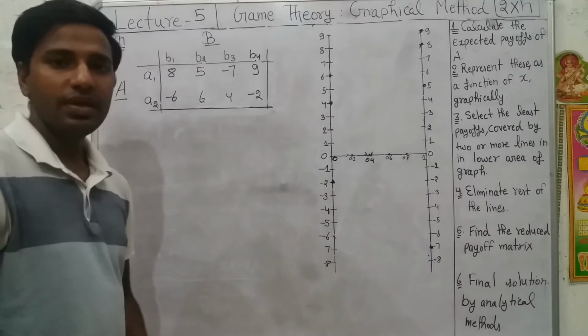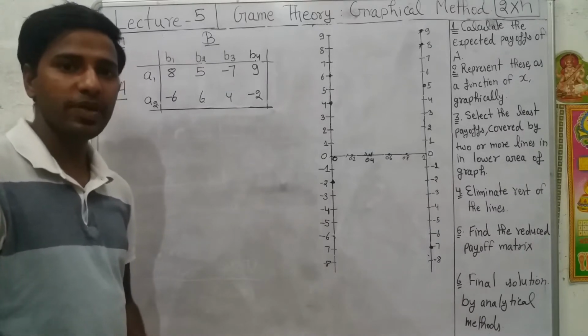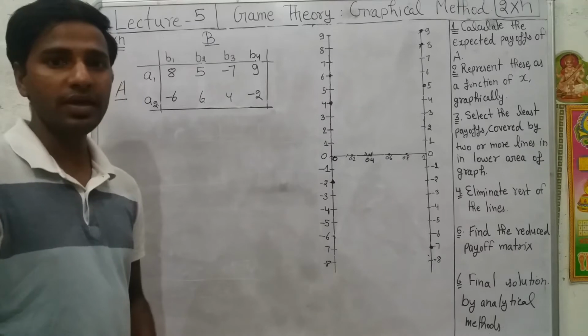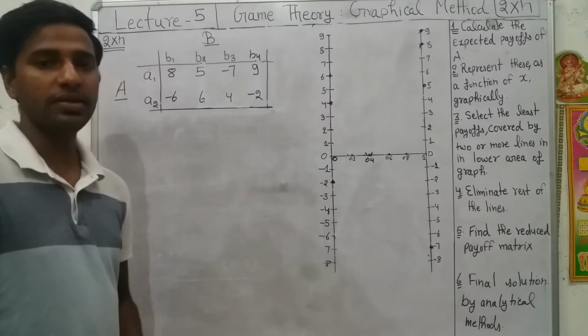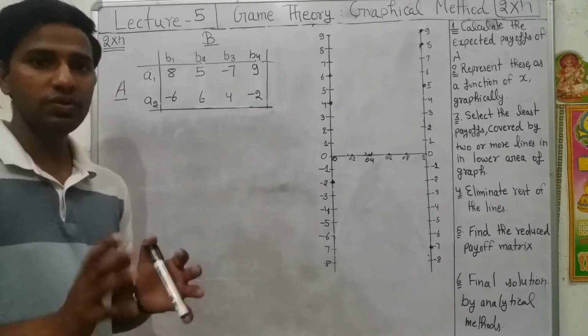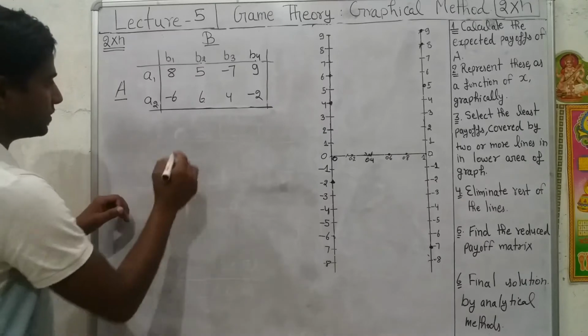Hello everyone. In this video, we are going to study a special case of theory of games in which one player has only two strategies and the other player has more than two strategies. So there can be two possible cases of this situation.